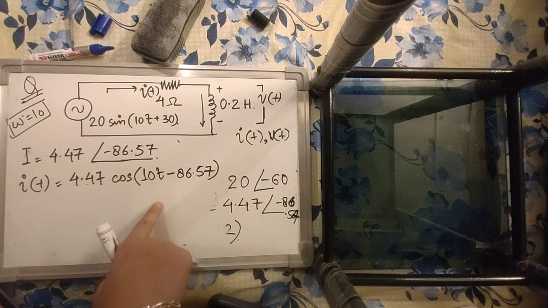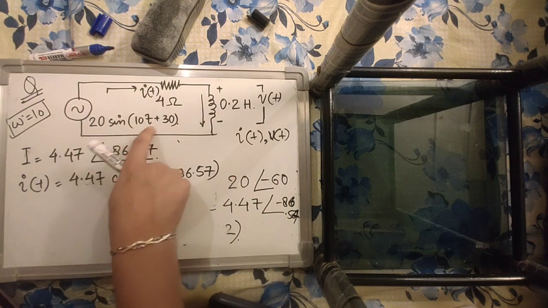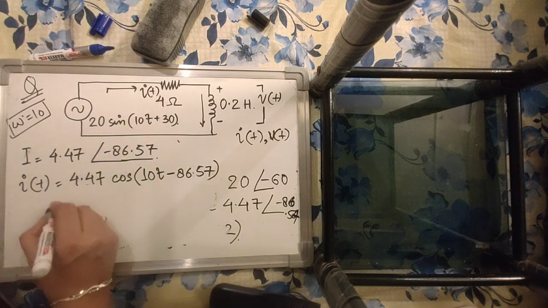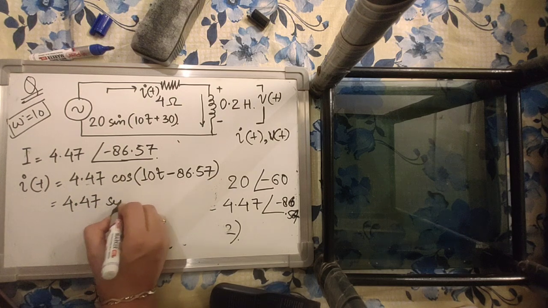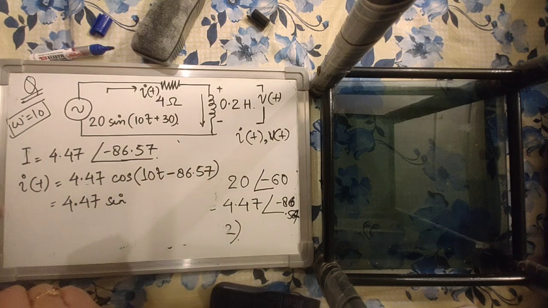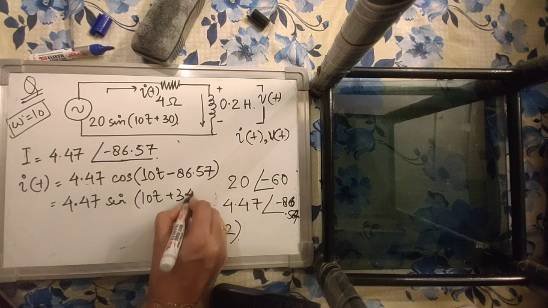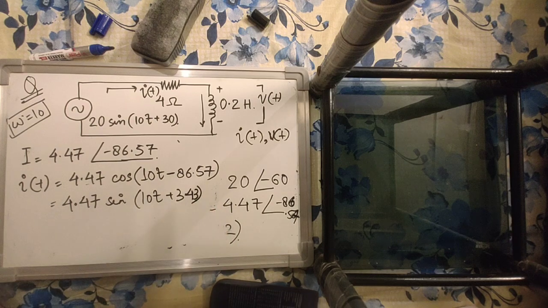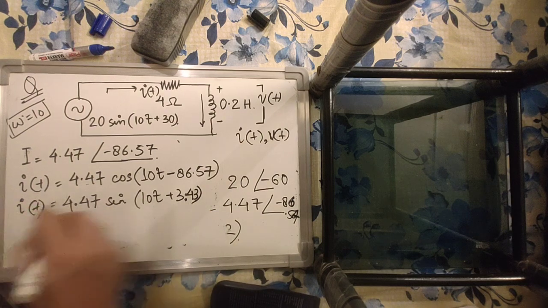If, however, I wish to write it in the form of a sinusoidal signal rather than a cosinusoidal signal, because all my data was given as sine waves, I can simply convert it using trigonometric identities as sine of theta plus 90, so that is 90 minus 86.57, that is 3.43, so that is 10t plus 3.43. So this is about the current signal i(t), which I have already found.